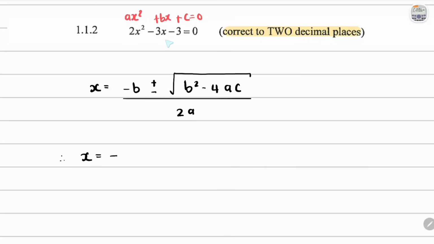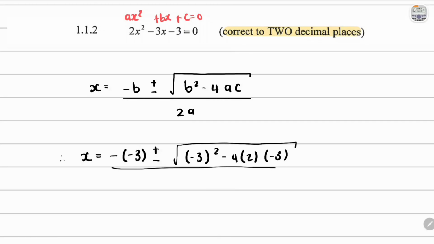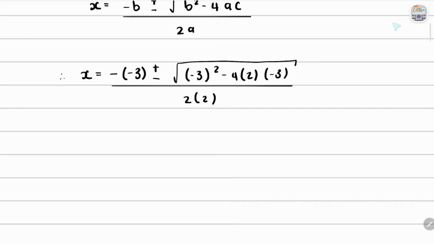So we have negative b, and the b value is negative 3. So that's minus negative 3 plus or minus the square root of b squared, that's negative 3 all squared, minus 4, and then a is 2, and c is negative 3 as well, all over 2a. So 2 multiplied by 2. And let's find our answers.